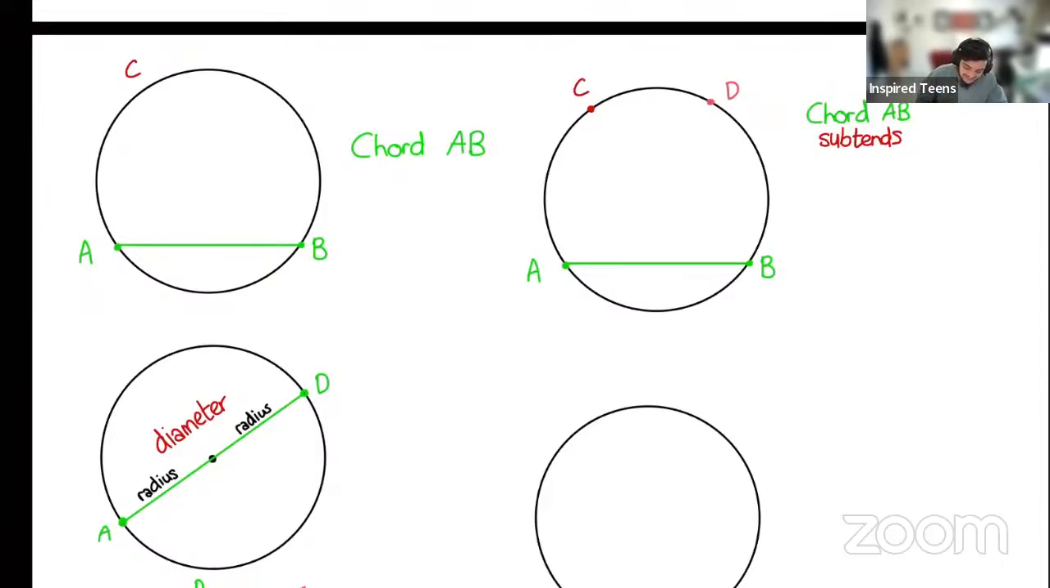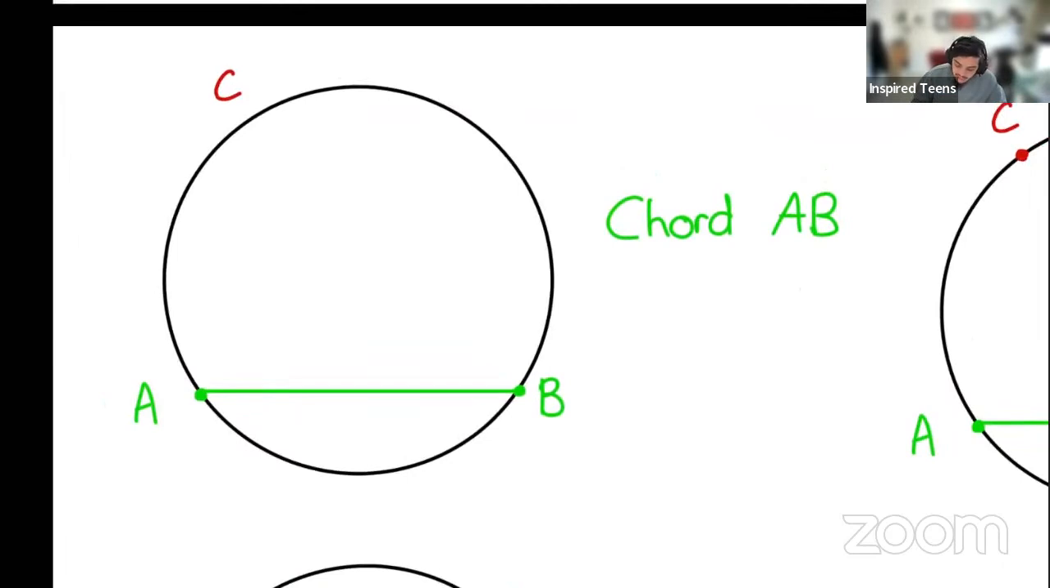So let's look at this first circle, and this is basically displaying chord AB. And what is a chord? A chord is essentially a line within a circle that touches any 2 points of the circumference. So this AB, this guy is a chord. We can call this CD. CD is a chord.